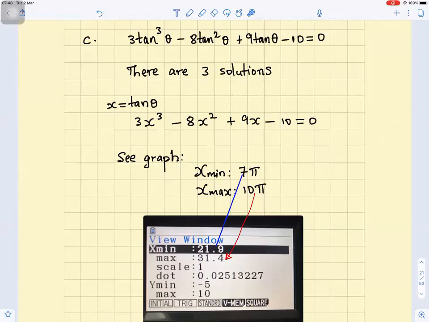For part C, 3 tan cubed theta minus 8 tan squared theta plus 9 tan theta minus 10 equal to 0. So there are 3 solutions. So if we have x equals tan theta, you can write it as 3x cubed. You replace tan theta with x, so that will be 3x cubed plus 8x squared plus 9x minus 10 equal to 0. And you can plot a graph where the minimum x is 7 pi, which will be 21.9, and the maximum x is 31.4, which is 10 pi, and y goes from minus 5 to 10.